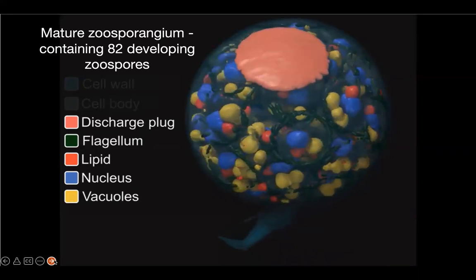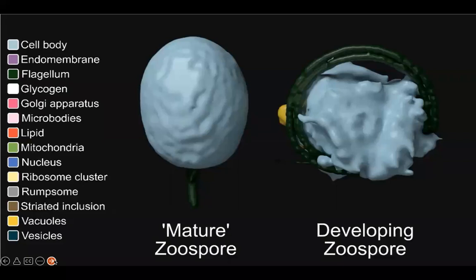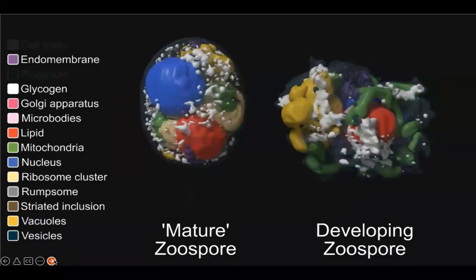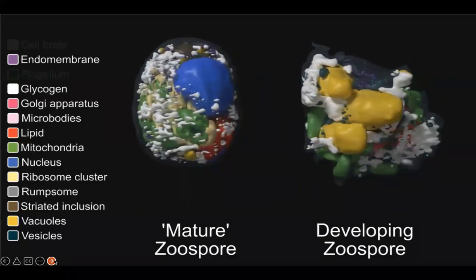What was more interesting is we were able to actually look at each individual zoospore, so 5 individual zoospores developing inside. So here we're comparing the developing zoospore inside the mature zoosporangium with a free swimming zoospore, so comparing these 2 different cell types. And hopefully, I think 2 things that are particularly interesting. One is the amoeboid nature of the developing zoospore.